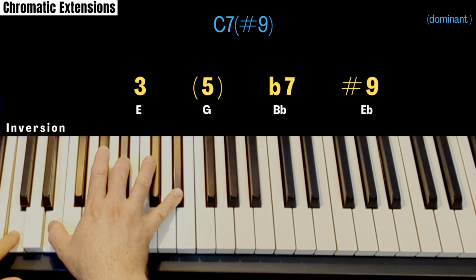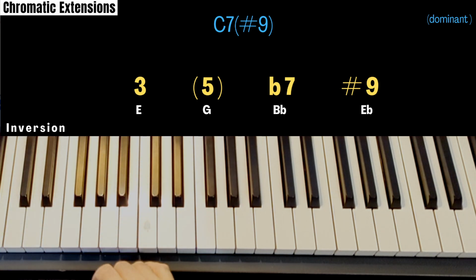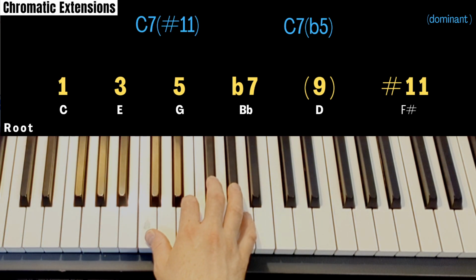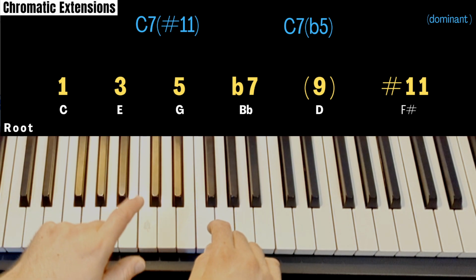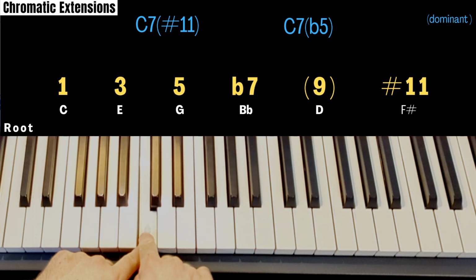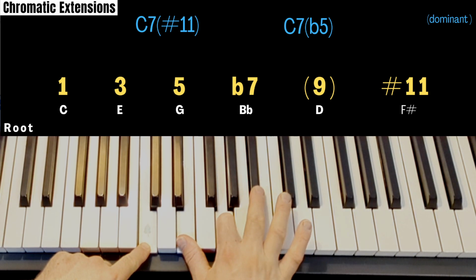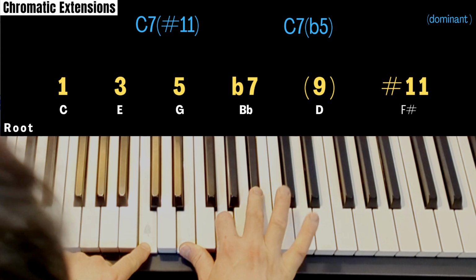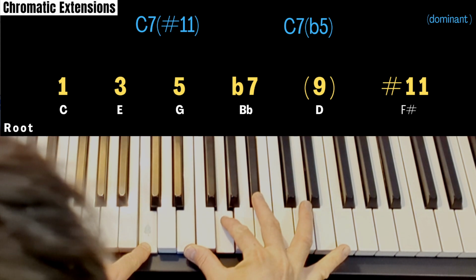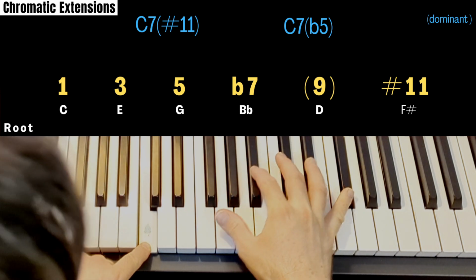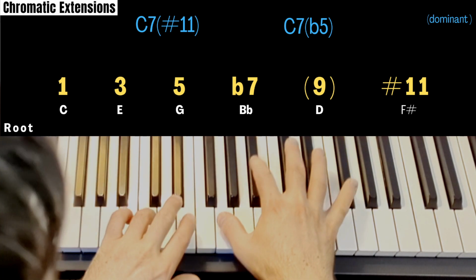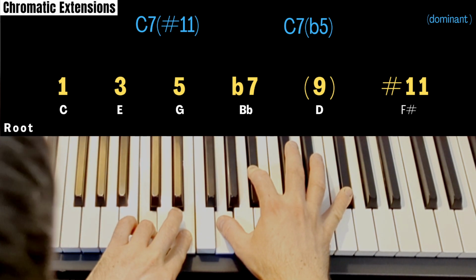Cool, so that's C7 sharp 9. Then we've got C7 sharp 11. C, root, 3rd, 5th, flat 7 because it's the C7 chord, 9, I'm going to skip the 9 actually, and then here's our 11, but we're going to sharp 11. Listen to that tense sound there.